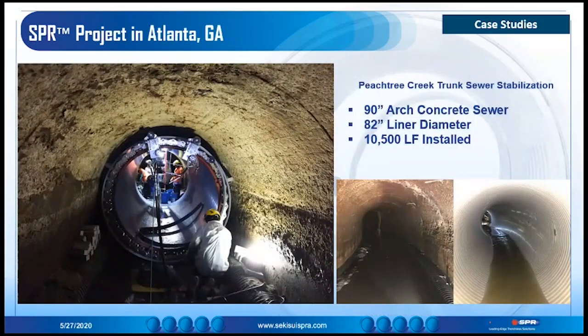Our most recent large diameter project, completed in August of 2019 by Ruby Collins Incorporated out of Atlanta, Georgia, was the Peachtree Creek Trunk Sewer Stabilization Project for the City of Atlanta. This project represents the largest spiral wound project ever in the United States, as over 10,000 linear feet of liner was installed. The 90-inch arch concrete sewer had been exhibiting major signs of deterioration and infiltration, which became more of an issue due to stormwater surcharges, creating overflows within the existing system.